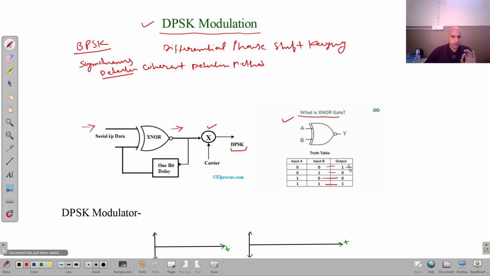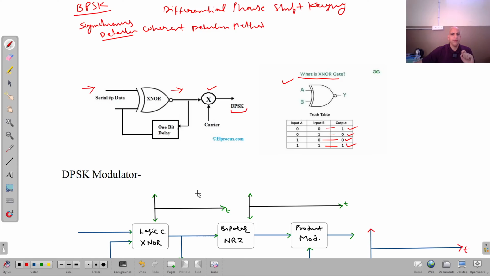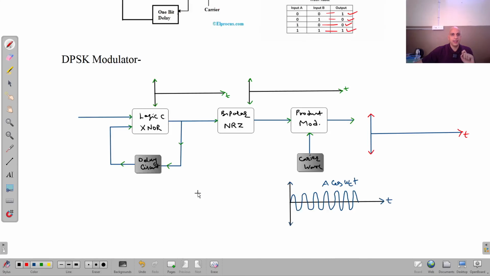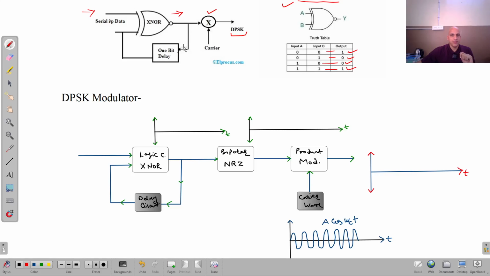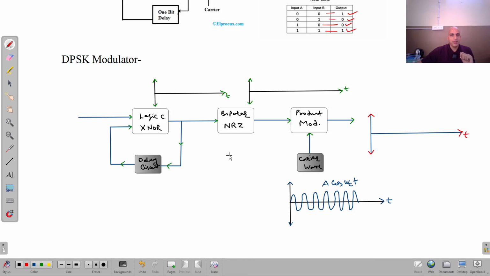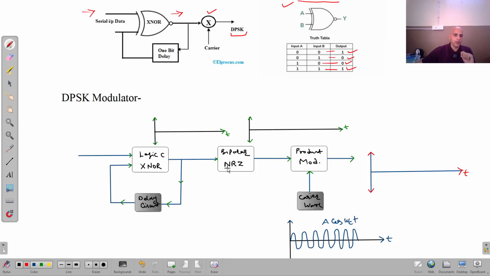So we have to actually remember this truth table because it is going to be used here. Now I am coming to the actual process that is done in a DPSK modulator. You can see this circuit is drawn here. In actual we have a logic circuit that is an XNOR gate. Then we have a delay circuit that delays this bit by 1 bit.